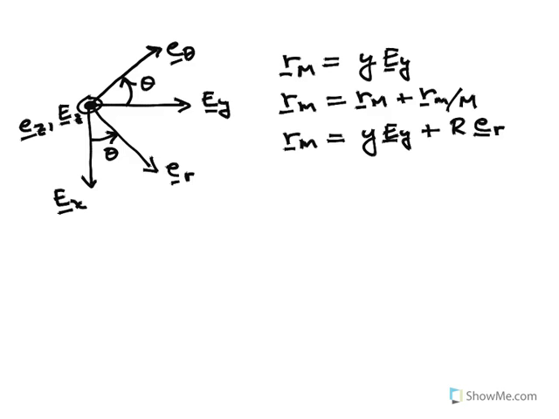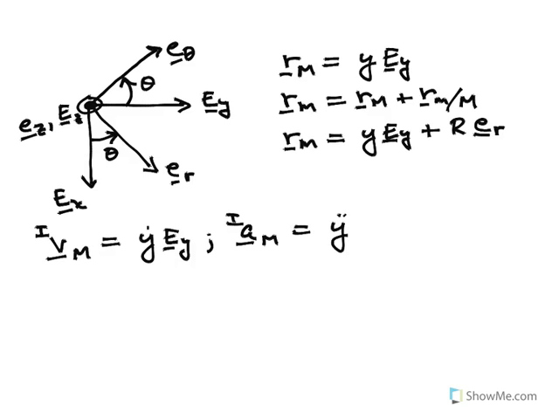So now let's get the velocity and acceleration. The velocity of big M in the inertial frame is equal to y dot EY, and the acceleration of M in the inertial frame is equal to y double dot EY. Now we need to get the velocity and acceleration of the little mass, and so we have to be a little bit careful when we do that.